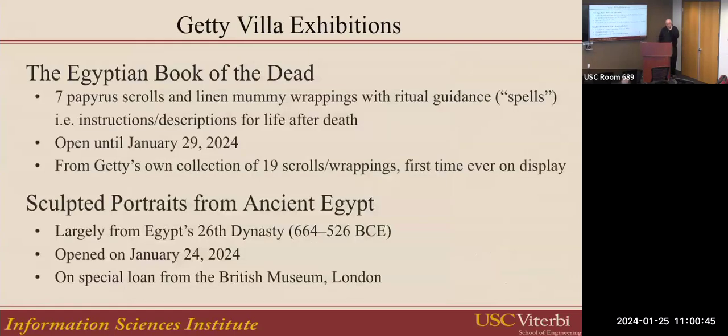So there are several exhibitions at the Getty Villa, which is a great place to visit. One is the Egyptian Book of the Dead. They're exhibiting seven papyrus scrolls and linen mummy wrappings. It's open until Monday. This is from Getty's own collection of scrolls that they've been sitting on for 40 years, and this is the first time they actually show them. And I don't know whether this is a hint.